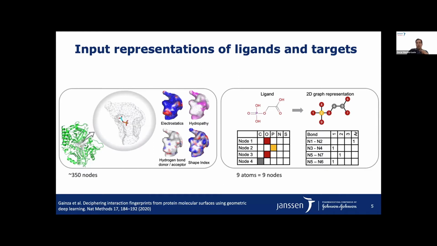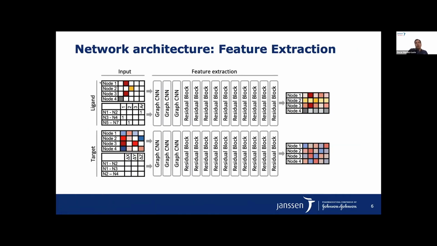The model is actually divided in two phases. The first phase is what we call feature extraction. We give the information about the ligand in these two matrices, as I mentioned before, and about the target, which is also two matrices, one about nodes with all the properties I mentioned before, and the other with information about the connecting edges. Here, the description of the connecting edges is just the distance between each edge in each coordinate, to have a little bit of information about the 3D position of the mesh in space.